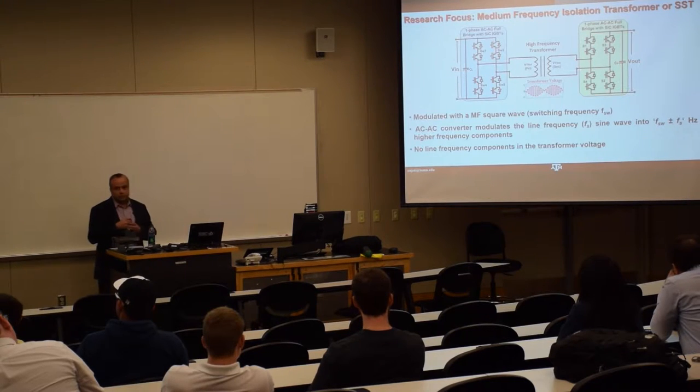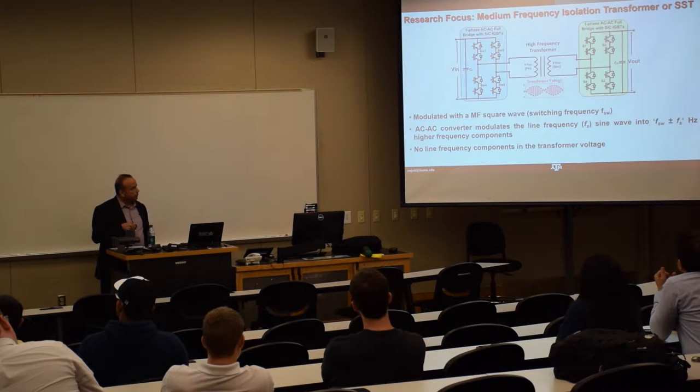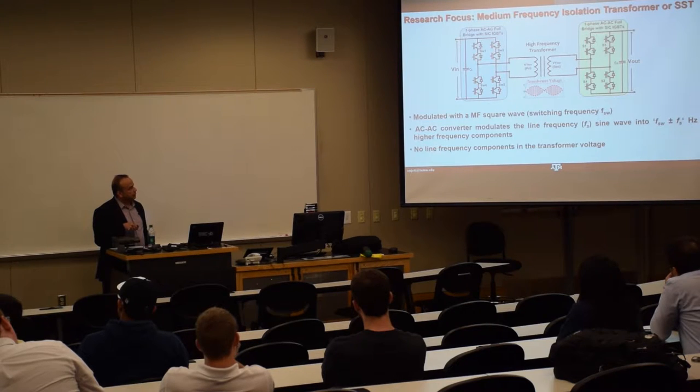So how do we make use of these things? That's been our focus. Years ago, we worked on this approach, and we're continuing to work on that. So this is an AC system, modulated at medium frequency. The sine wave is multiplied by a square wave, and once you multiply by a square wave, you do not have any more 60 hertz. You only have sidebands, plus 60 hertz and minus 60 hertz of the frequency you modulate. So there are no line frequency components in the transformer voltage.